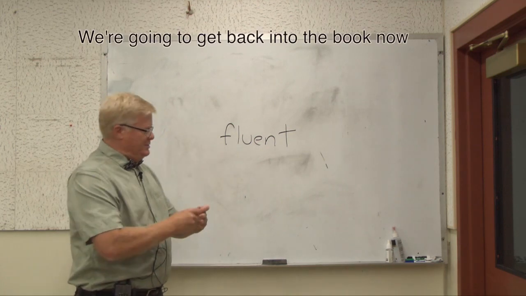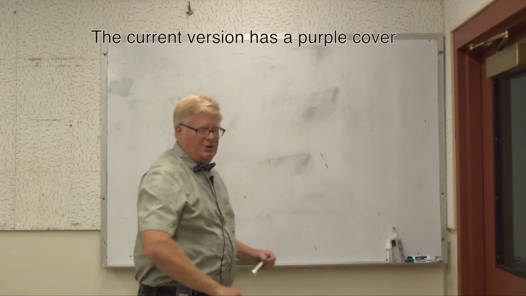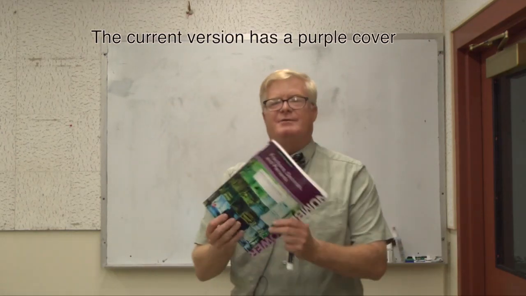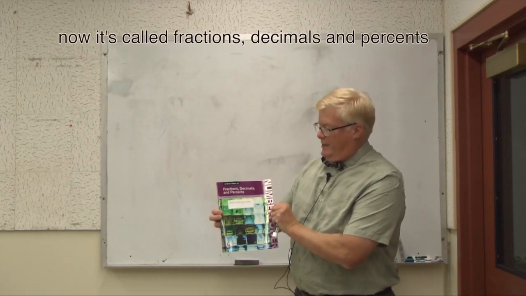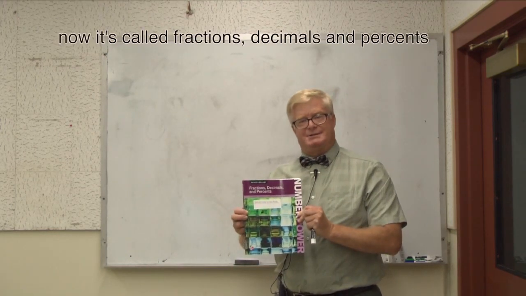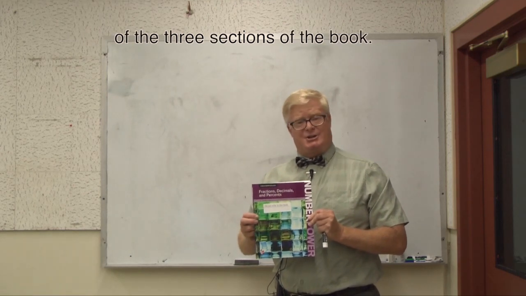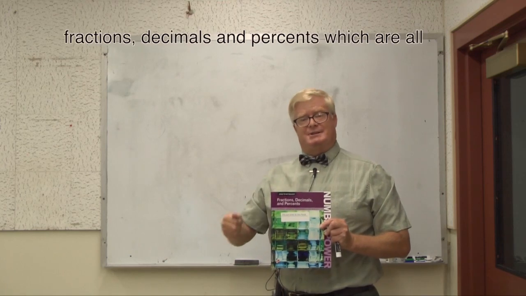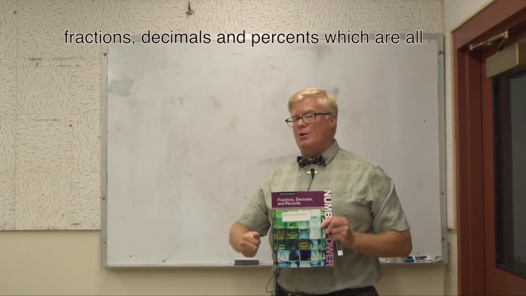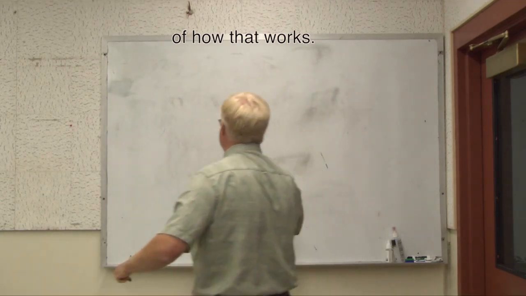We're going to get back into the book now, and we're using the Number Power series. The current version has a purple cover. This used to be called Number Power 2. Now it's called Fractions, Decimals, and Percents. And we're working in fractions, which is the first of the 3 sections of the book. The book's divided into 3 parts: fractions, decimals, and percents, which are all related to each other. And I just want to remind you of how that works.